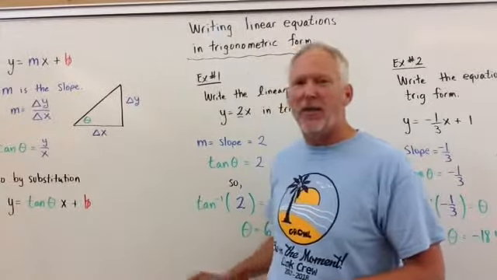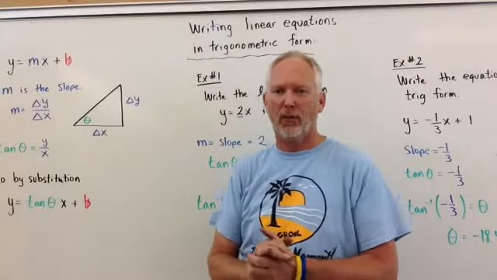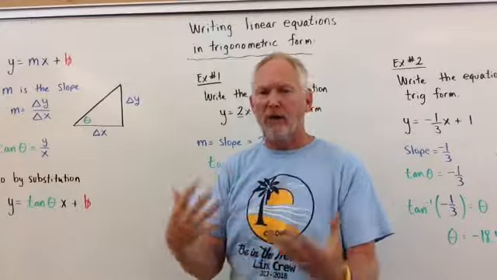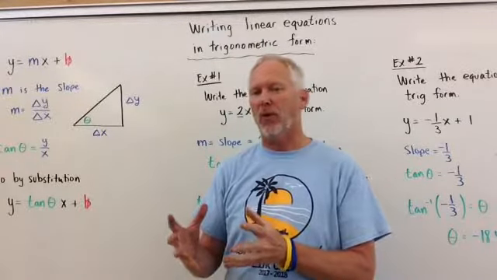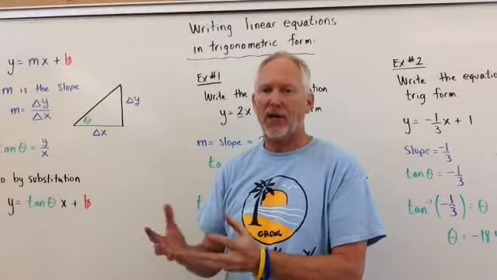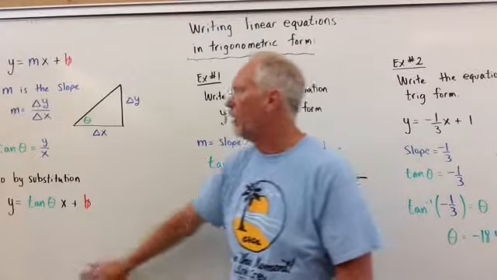This time we're talking about writing linear equations in trigonometric form. Okay, so check it out. We have linear functions, y equals mx plus b, and what we want to do is write them in trig notation. So we have an angle now instead of maybe a slope. Let's see what it looks like.